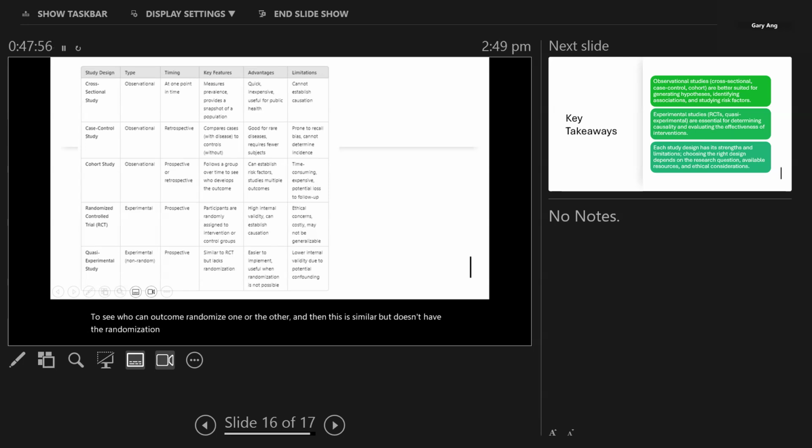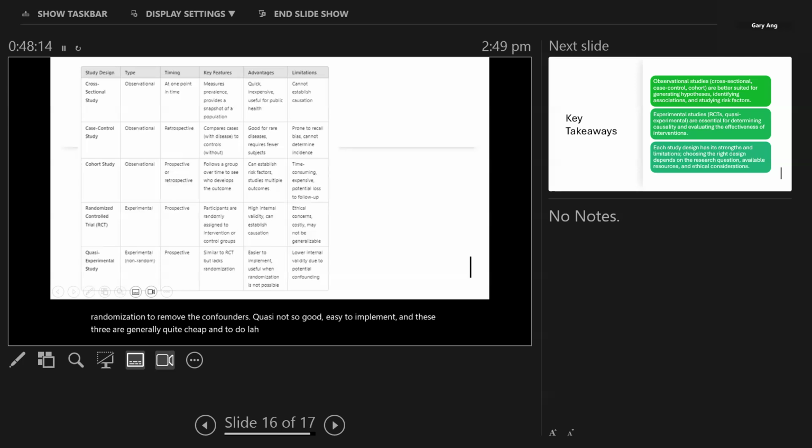Advantages, very simply: this is the most expensive, it's called the gold standard. High internal validity, you can potentially establish causation because you use randomization to remove the confounders. Quasi-experimental, not so good, but easy to implement. And these three are generally quite cheap and easy to do.